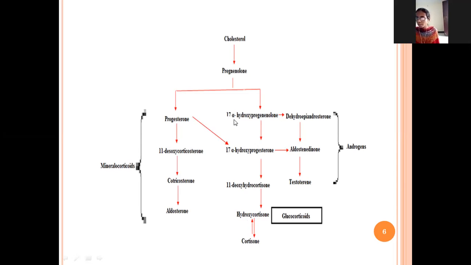So this 17 hydroxypregnenolone is converted to dehydroepiandrosterone, and this is converted to androstenedione. So from 17 hydroxyprogesterone it is also converted to androstenedione, and this is converted into testosterone. So this is the biosynthesis of the corticosteroids.